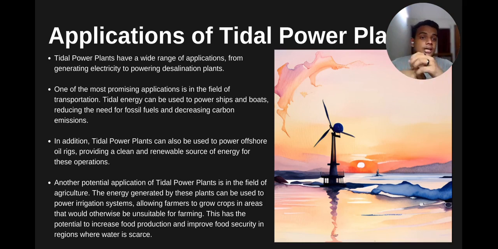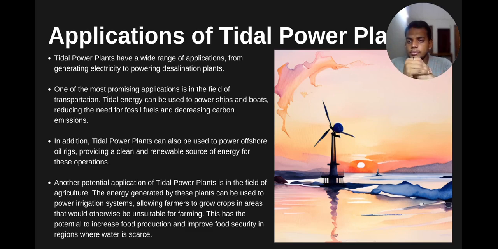And one of the most promising applications, which is one of the most trusted, is in the field of transportation. So why transportation? It is because it is used to power ships and boats, and thus it reduces the need of fossil fuel, and because of this it reduces pollution and our carbon footprint. And additionally it can also be used to power offshore rigs, which if not for the tidal power plants, heavily rely on petroleum and other fossil fuels, and thus it becomes a renewable source of energy for these operations.